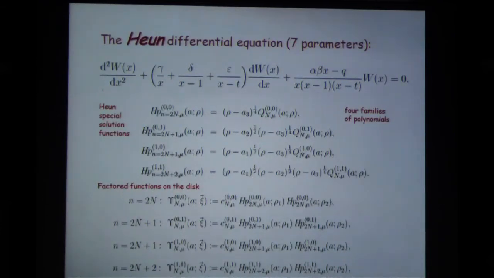So now the Heun differential equation has 7 parameters. It looks like this, and furthermore, there are 4 families or 4 types of polynomials, and that depends on whether the wave function is even or odd under vertical reflection, or even and odd under horizontal reflection. So there are actually 4 families, and you have to keep control over what the families are. There are 0,0, 0,1, 1,0, and 1,1.